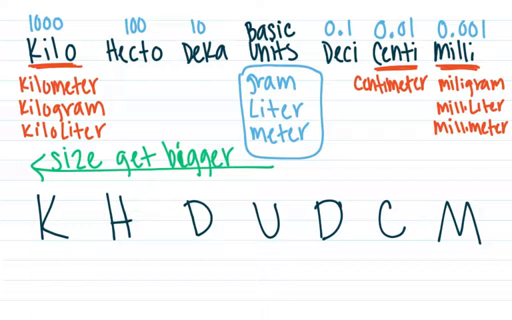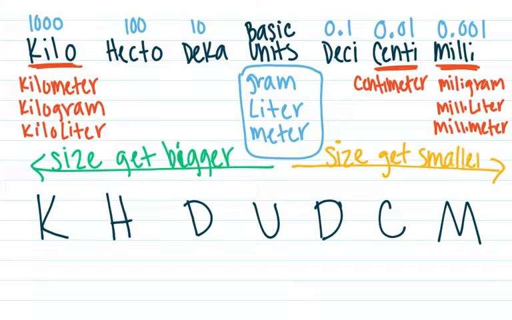And when I move to the left of my basic units, the size of what I'm talking about is starting to get very, very small. The size gets smaller of what we're talking about. For example, a meter is a lot bigger than a centimeter, and a centimeter is much bigger than a millimeter. So the further I go to the right, the smaller the measurement that I am talking about.